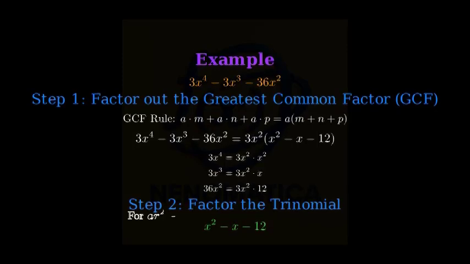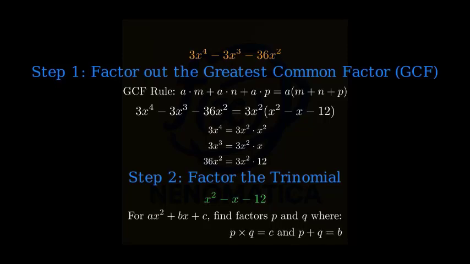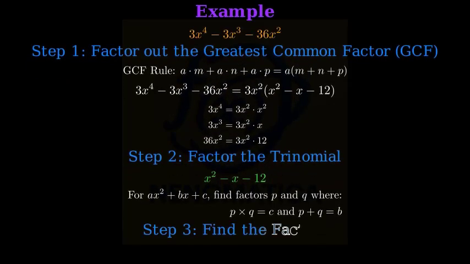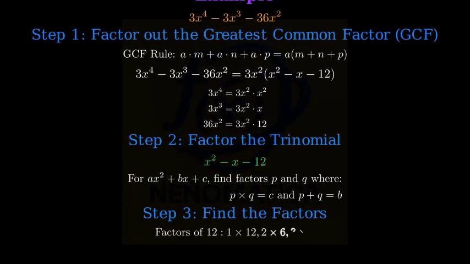Let's focus on factoring this trinomial. We need to find two numbers whose product is negative 12 and whose sum is negative 1. Let's try different pairs of factors of negative 12 and see which pair gives us a sum of negative 1. The factors of 12 are 1 and 12, 2 and 6, 3 and 4. Since we need a negative product, one of the factors must be negative.